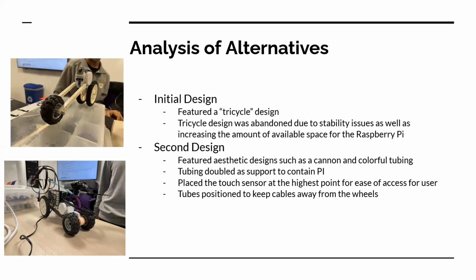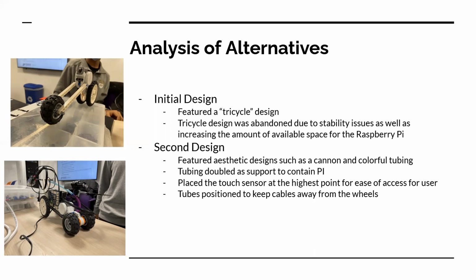So for our analysis of alternatives, our initial design, we had a tricycle design. This we abandoned because of stability issues, and we needed more space to accommodate the Raspberry Pi. Our second design, we moved to 4 wheels. We added aesthetics with a cannon and some colorful tubing. The tubing helps support the Pi and keep it in place.